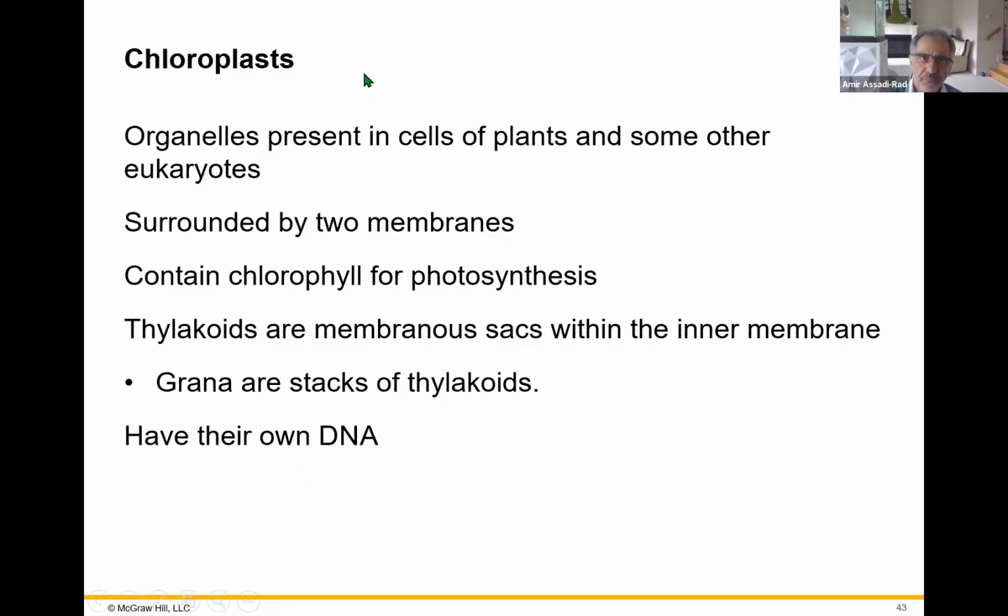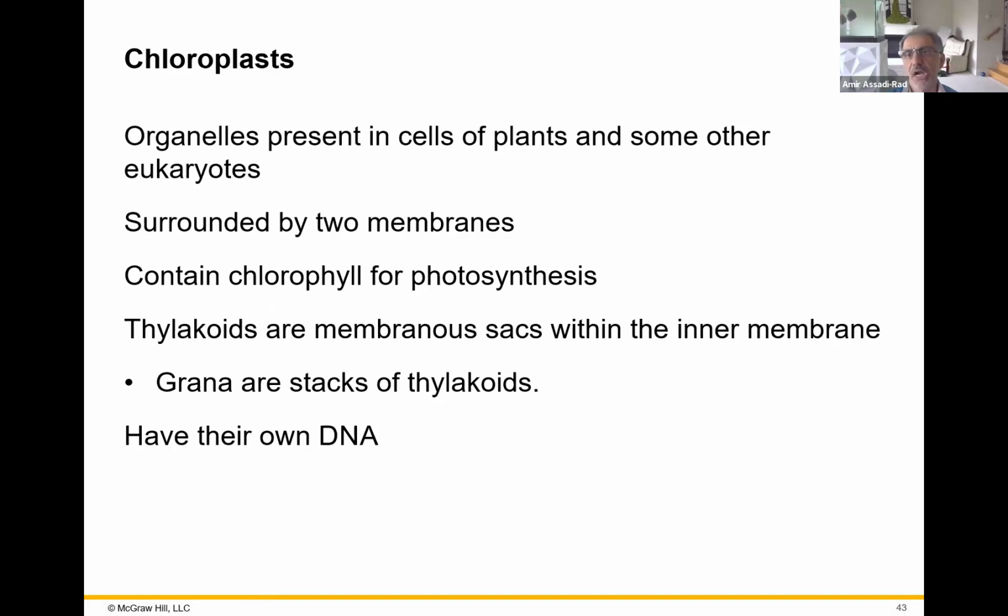Chloroplast. Okay, chloroplasts are organelles present in cells of plants and some other eukaryotes like protista. Some protista have chloroplast. Fungi do not have chloroplast. Okay, surrounded by 2 membranes, contain chlorophyll for photosynthesis. Thylakoids are membranous sacs within the inner membrane, and grana are stacks of thylakoids. They have their own DNA and ribosomes.